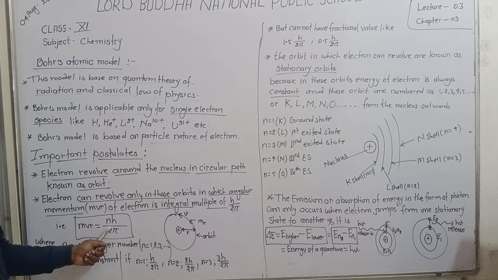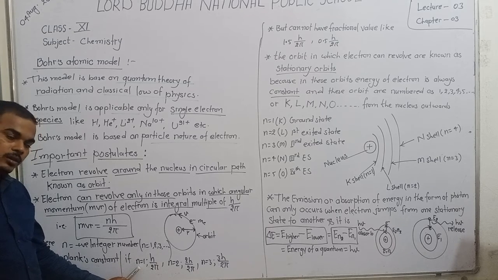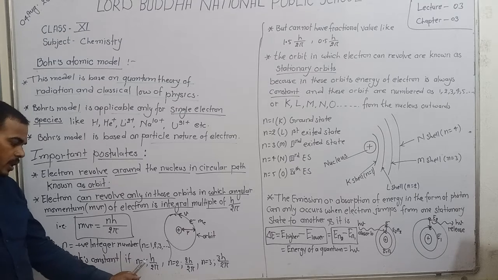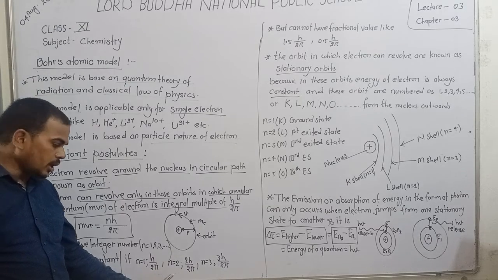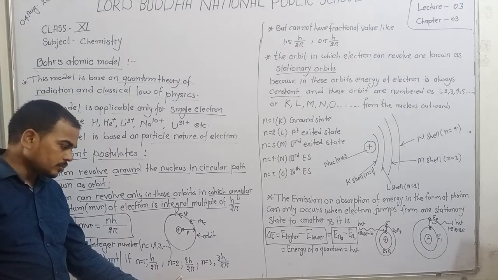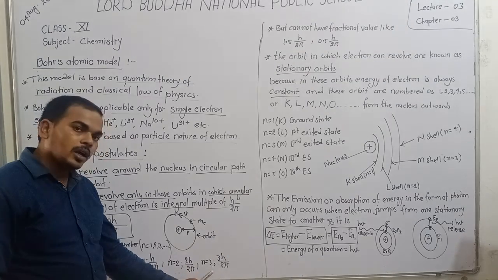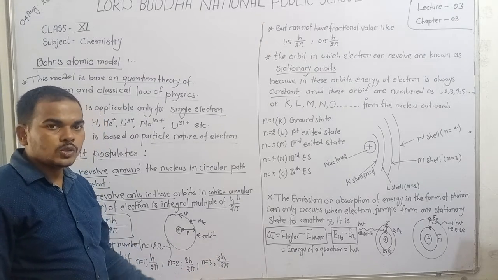Just put here h is Planck's constant. Just suppose the integer number is 1, then the angular momentum of the electron becomes h upon 2 pi. When the integer number is 2, then the angular momentum becomes 2h upon 2 pi. When the integer multiple is 3, then the angular momentum of the electron becomes 3h upon 2 pi, and so on.